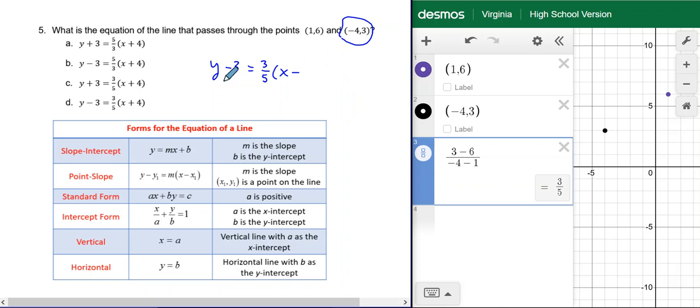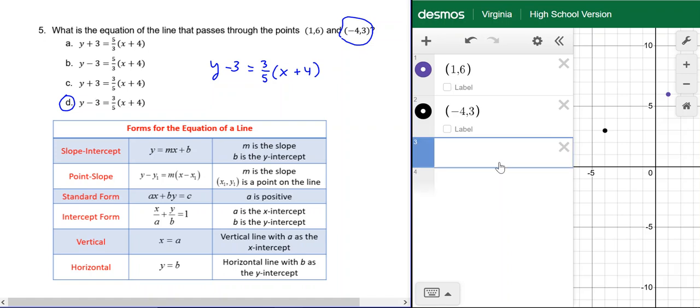Oh, if I did that too fast. Minus -4 would just be negative, negative just turns into a positive. Positive 4. And so it's D. Okay.